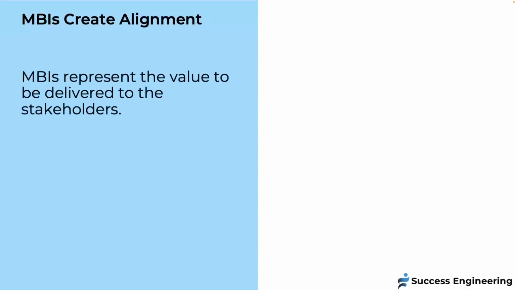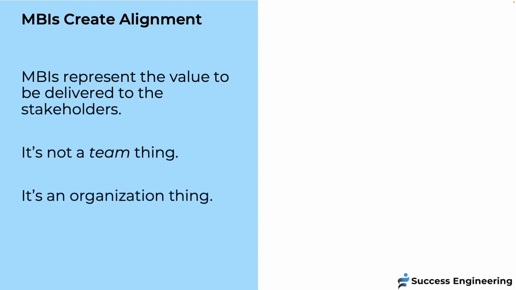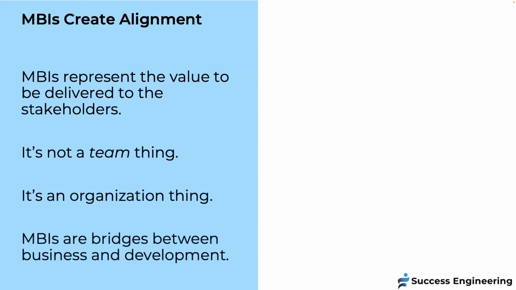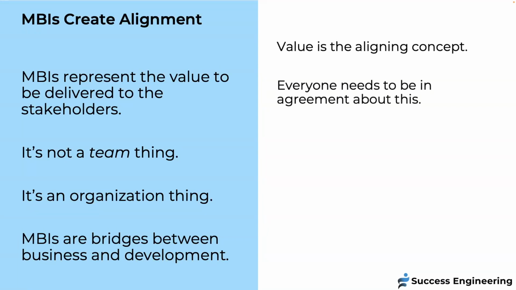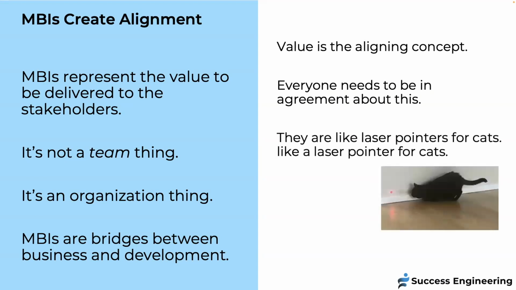So here's how they create alignment. They represent the value to be delivered to the stakeholders. So people across different teams know this. It's not a team thing, it's an across team thing. It's an organization thing. And MBIs are bridges between, again, the business and development. So MBIs can see what's going on. It aligns the two sides there. It's very useful. It's an aligning concept. And everyone needs to be in agreement about this. This is what we're building. Everybody agrees that. It's like a laser pointer for cats. This is what you focus on. This is what you look at.